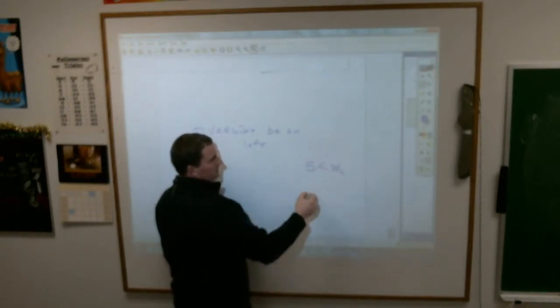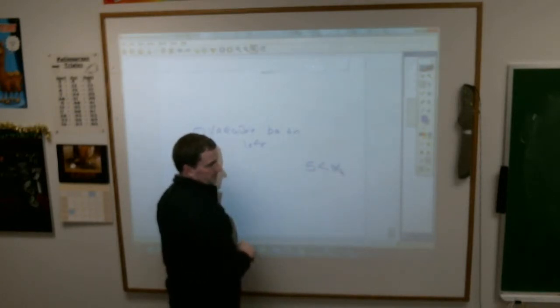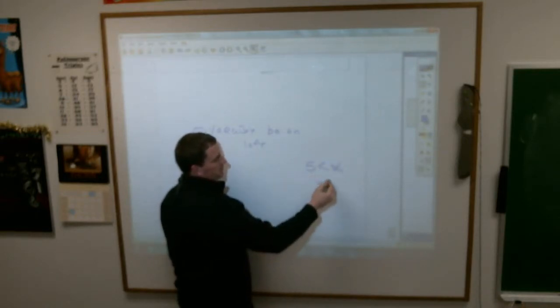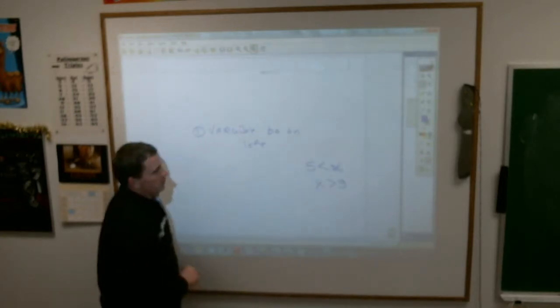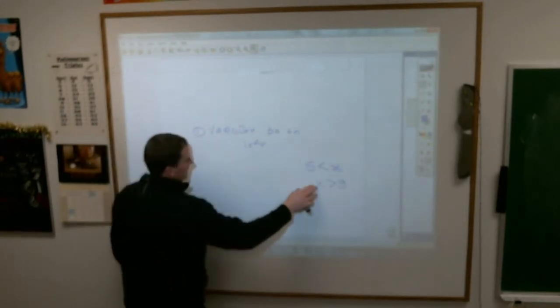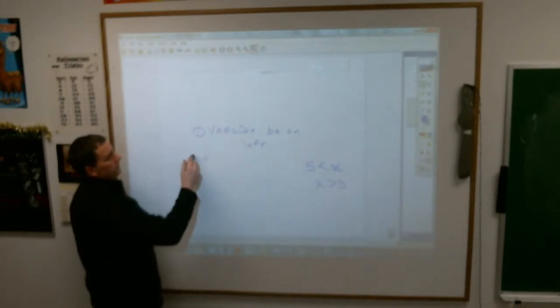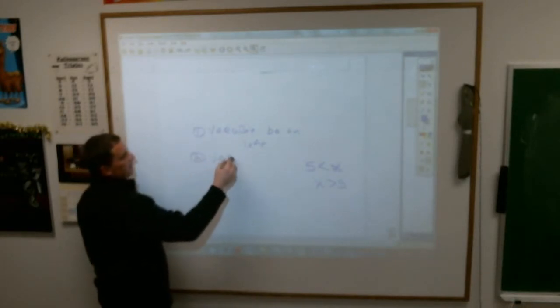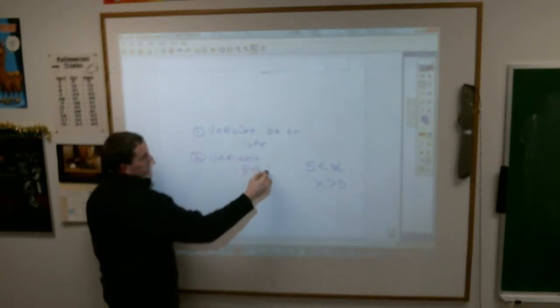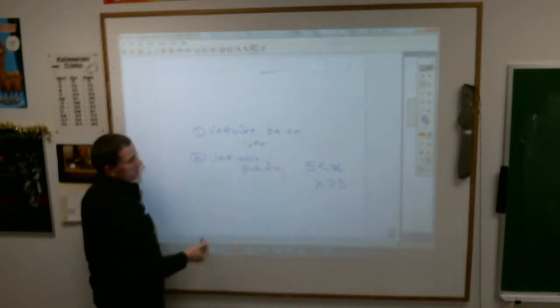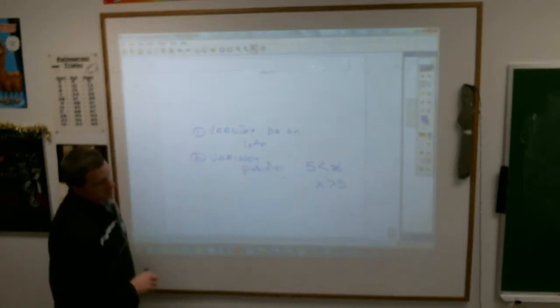You don't usually say 5 is less than x. You usually say x is greater than 5. So number one, we want the letter on the left side. Number two, we want the variable to be positive. And that's pretty commonplace. We really don't ever want to see a negative x.